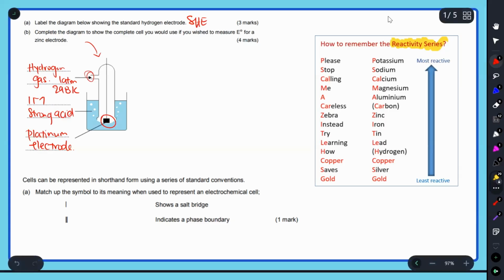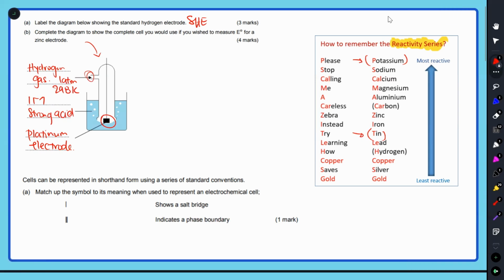So if we consider a potassium electrode against, for example, a tin electrode, our potassium electrode will be your anode and the tin electrode would be your cathode, simply because potassium is higher in the reactivity series. So that will be your more negative electrode.